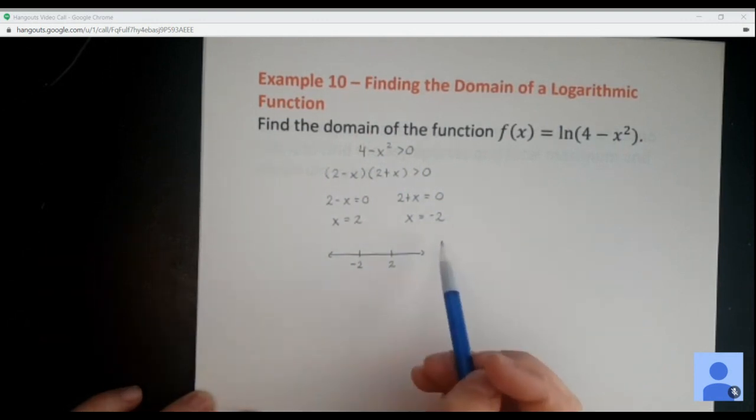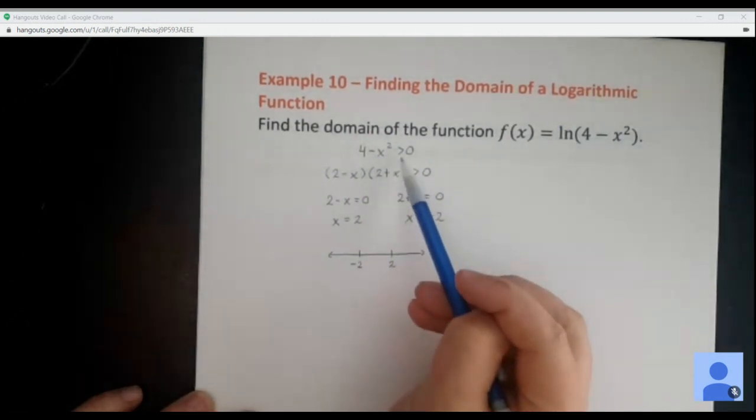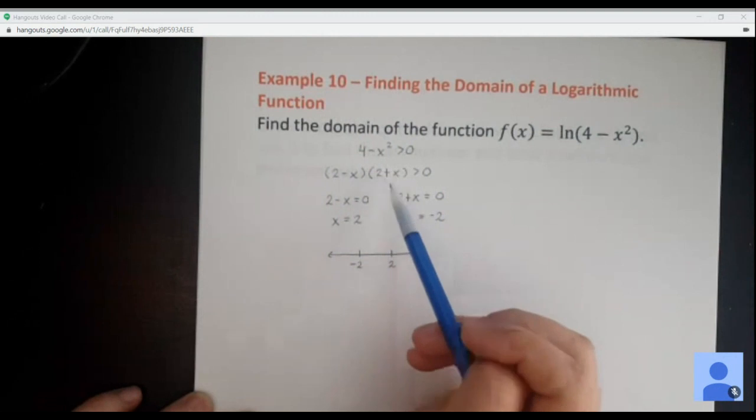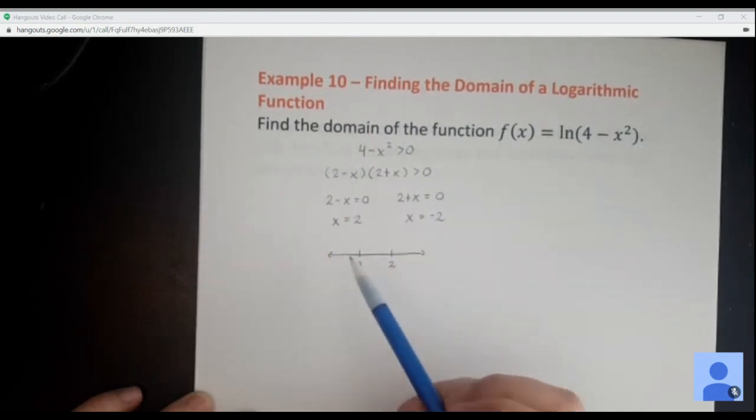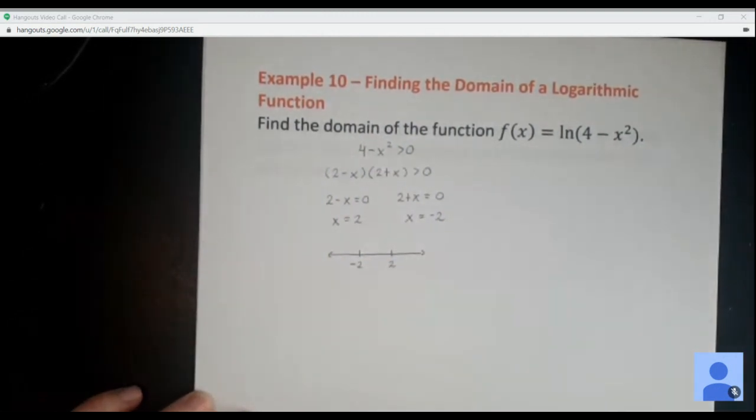We're using it again. Anytime you've got a quadratic inequality like this, you're going to factor, you're going to find those zeros, you're going to put them on a number line, you're going to test each interval to see where it's positive and negative.